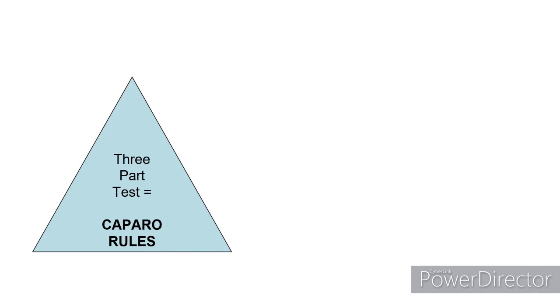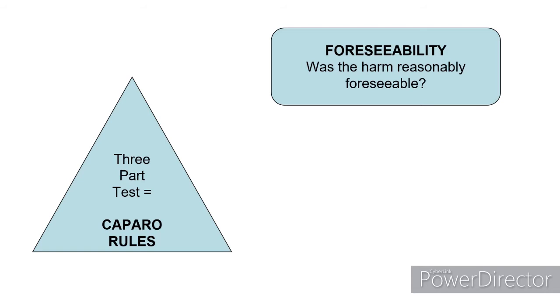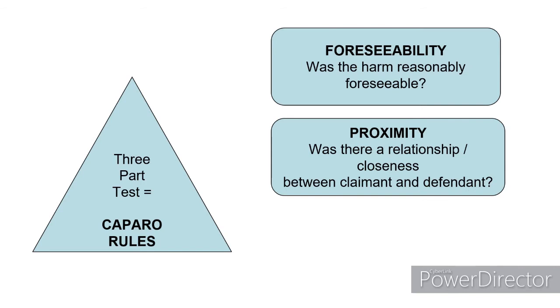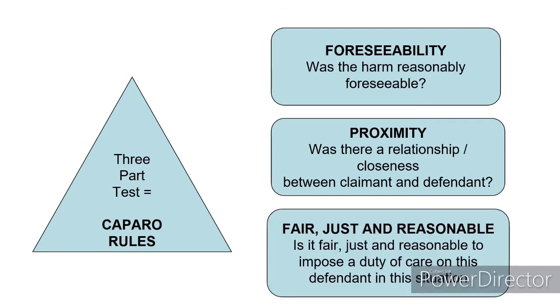So the three-part Caparo rules are: foreseeability, were the consequences reasonably foreseeable? Proximity, was there a close relationship between the defendant and the claimant? And then the policy test of fair, just and reasonable. The court will ask, is it fair, just and reasonable to impose a duty of care on this defendant in this situation?